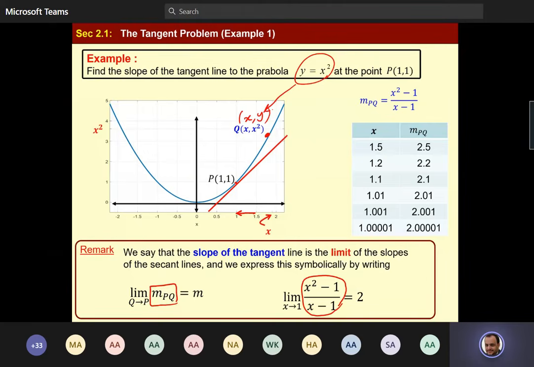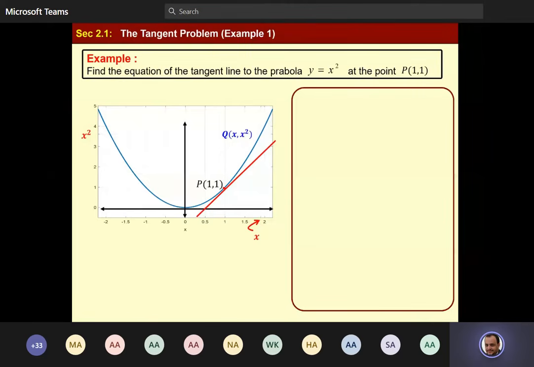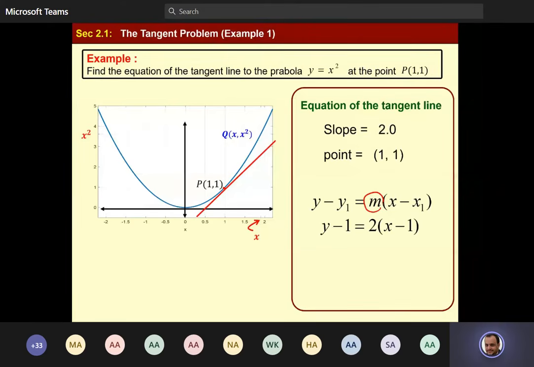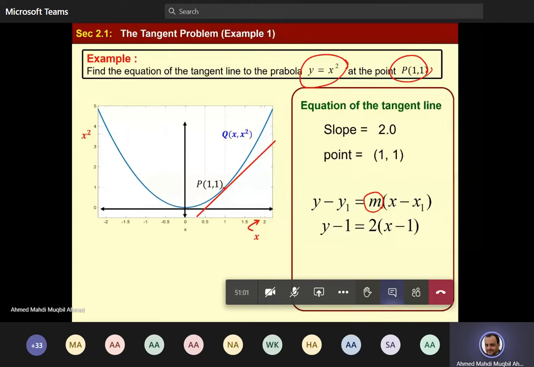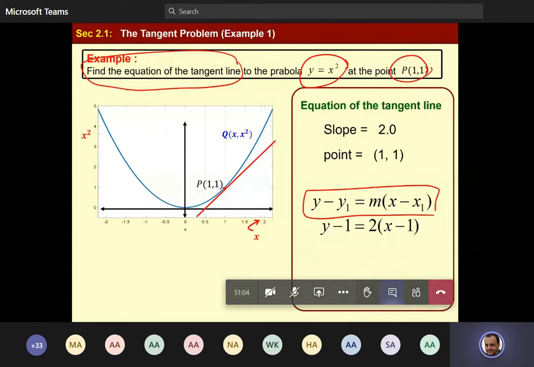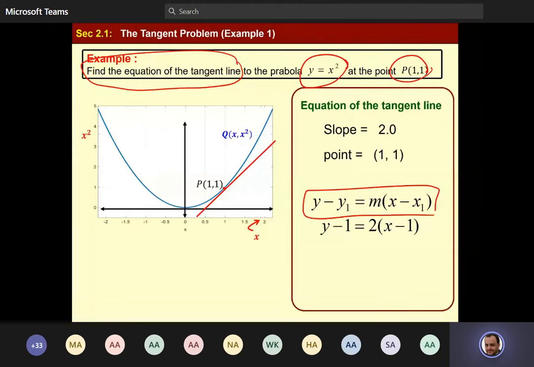For this idea to be generalized, if you have the slope, you can find the equation of the line. For example, he asks here: find the equation of the tangent line to this parabola at this point. So you have a curve, you have a point, and you need to find the equation of the tangent line. You have a point, x1 is 1, y1 is 1. What you need to find is the slope, and we did find the slope, shabab. The slope is 2, so it is a matter of substituting. If you simplify, this will be the equation of the tangent.